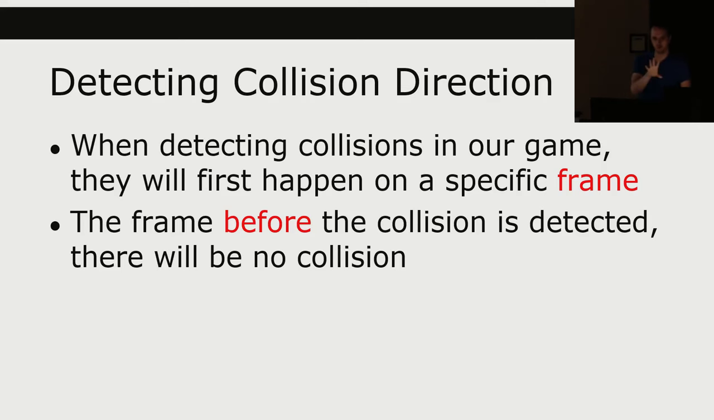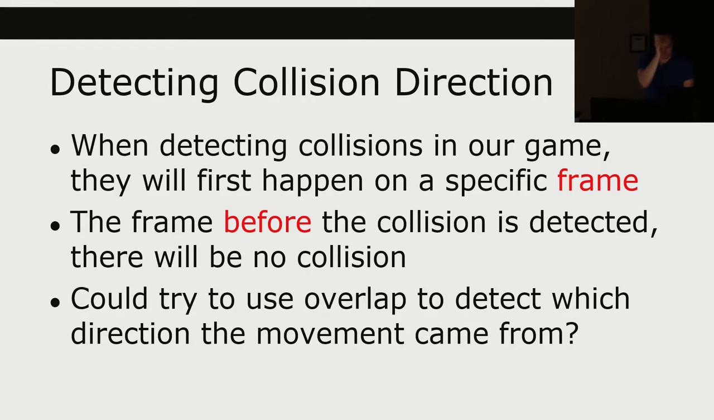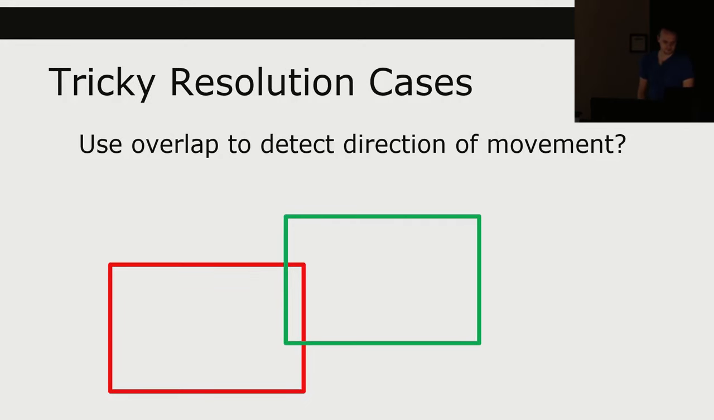So there was no collision on one frame, and then there is a collision on the next frame. So we could try to use the overlap to maybe detect which direction the movement came from. If we're trying to detect if we came from the right or from the top or whatever, let's try and use that box, the overlap, to detect that. So for example, which direction did the green rectangle come from?